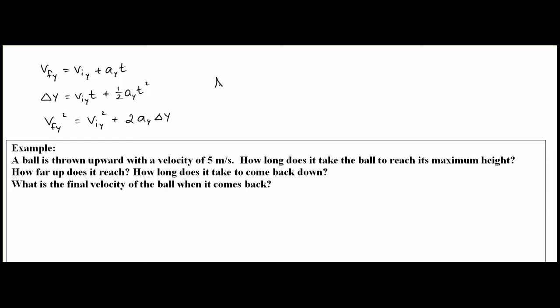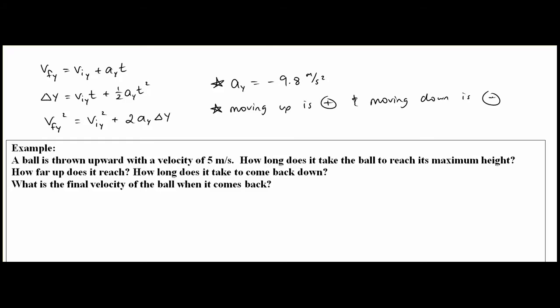And the other thing that we always know is that a y, the vertical acceleration, is always just the value of gravity, which is 9.8 meters per second squared. And the other thing we have to keep in mind is that moving up is positive and moving down is negative. So I just want to go through a couple of examples with you on practicing these equations.